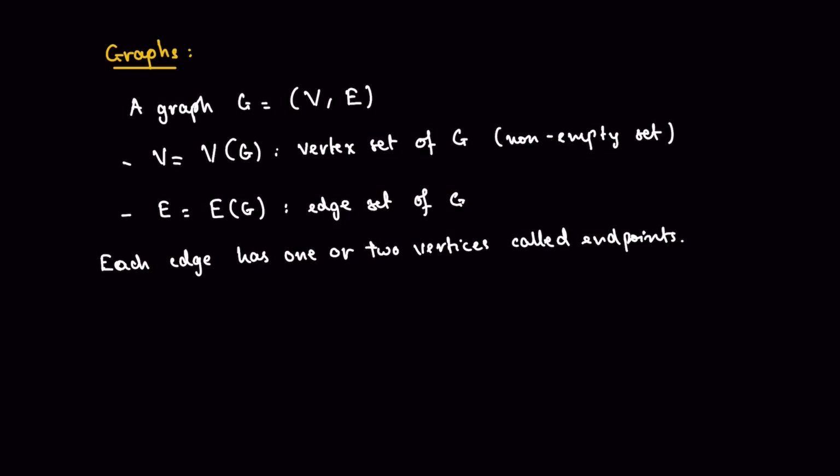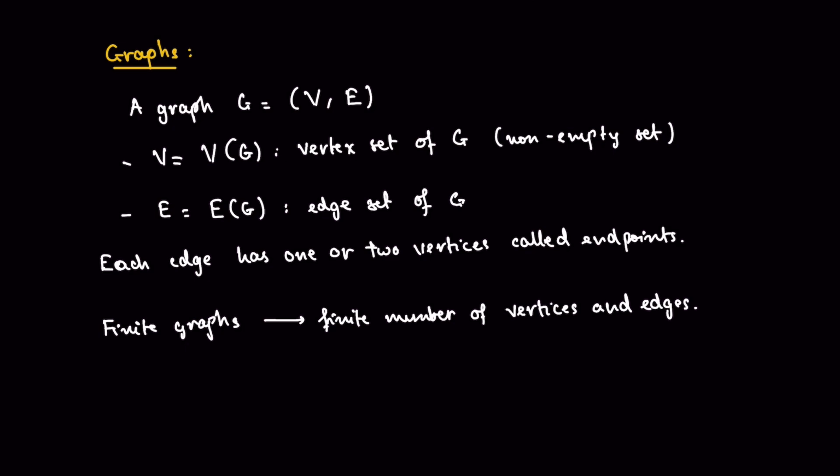A graph can be classified as a finite graph if it has a finite number of vertices and edges. And the graph can be classified as an infinite graph if it has infinitely many vertices and edges. So a finite graph is going to have a finite number of vertices and edges, and an infinite graph is going to have infinitely many vertices and edges.